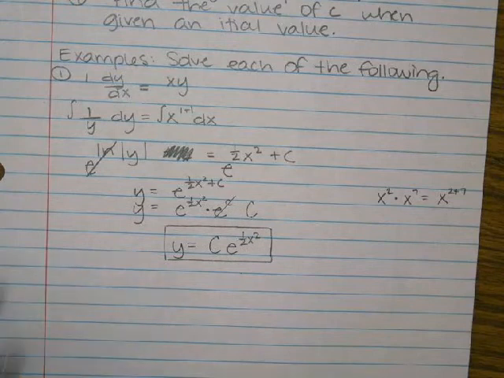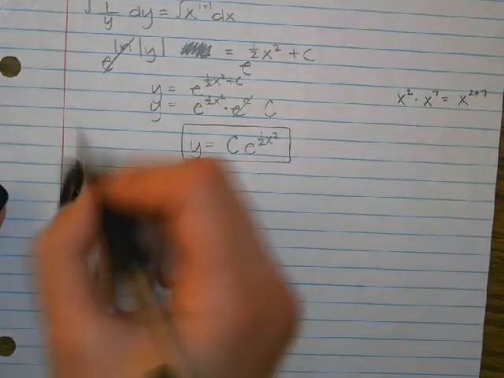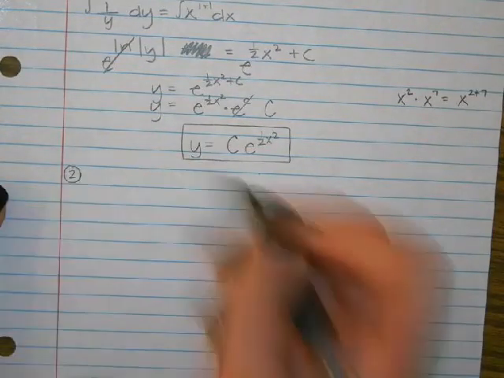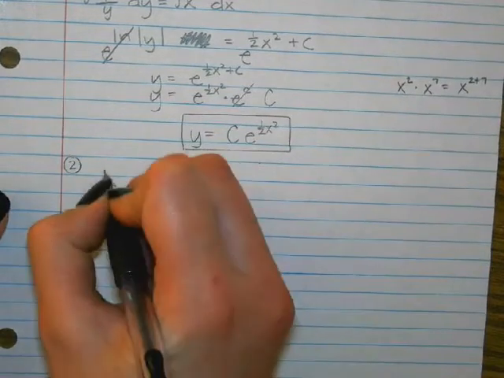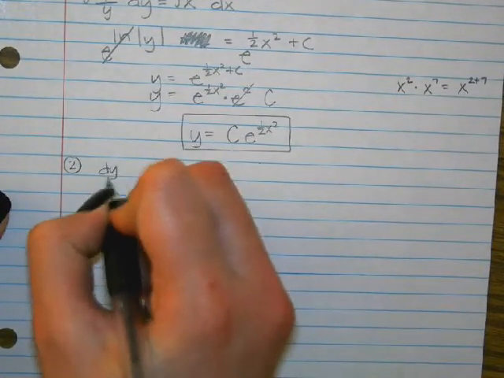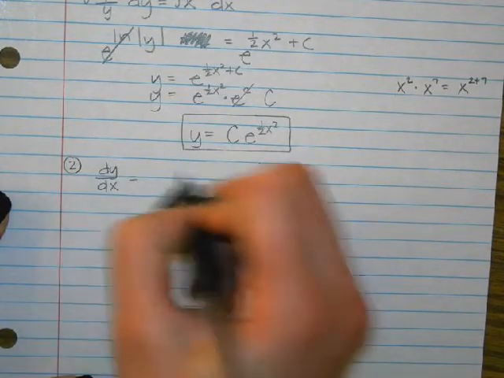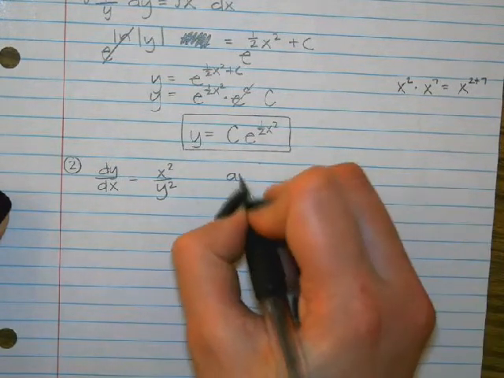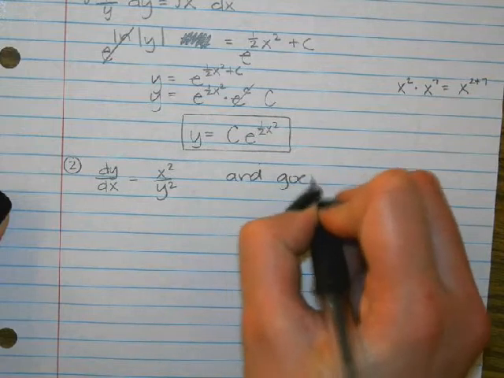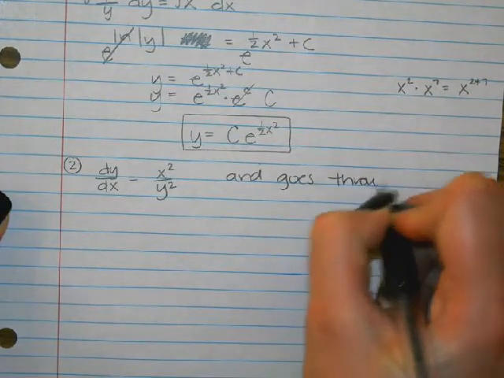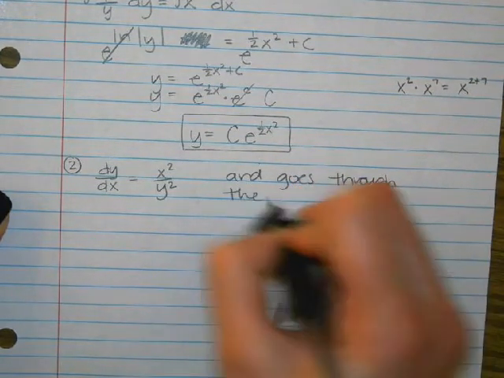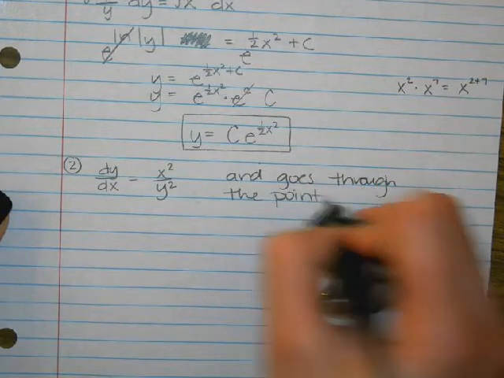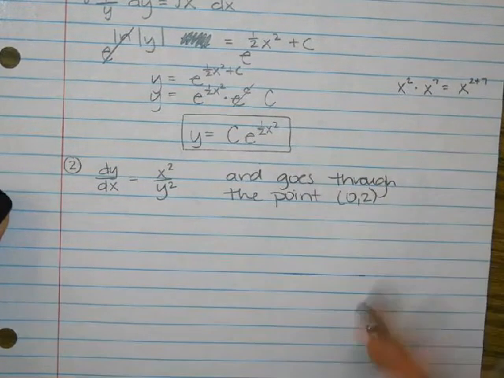Okay, let's go ahead and do another one. So this one is going to say that we are doing dy dx equals x squared over y squared, and it goes through the point 0, 2.